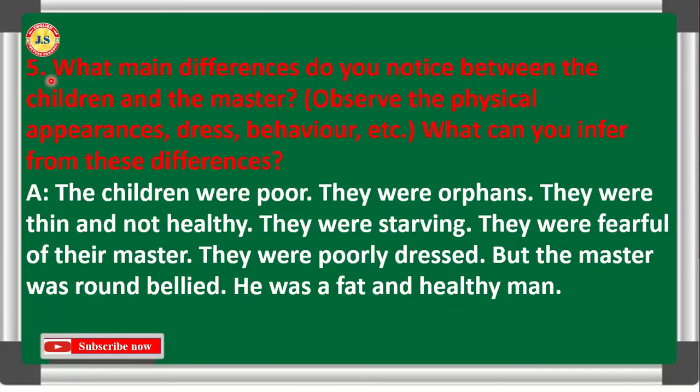Fifth question. What main differences do you notice between the children and the master? Observe the physical appearances, dress, behavior, etc. What can you infer from these differences? Answer. The children were poor. They were orphans. They were thin and not healthy. They were starving. They were fearful of their master. They were poorly dressed. But the master was round-bellied. He was a fat and healthy man.